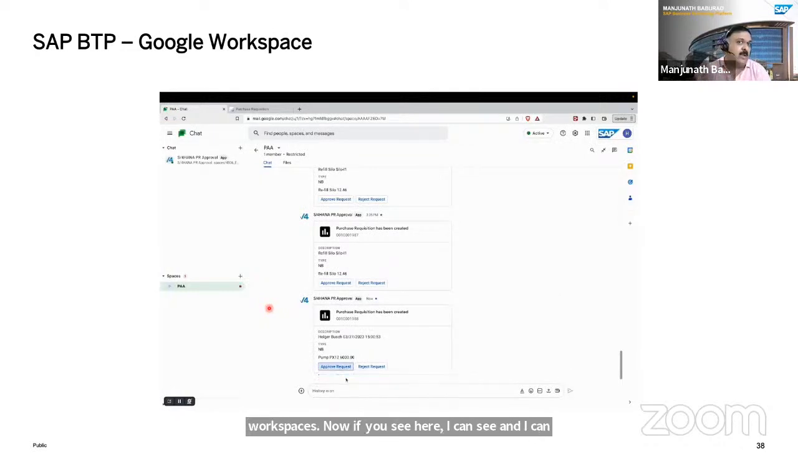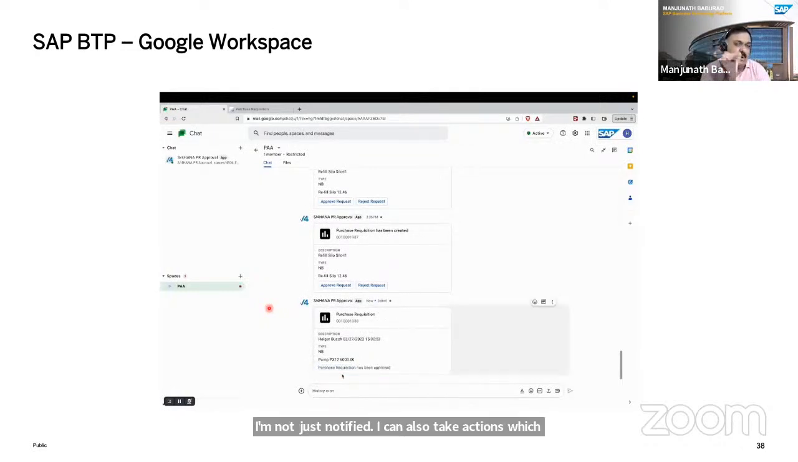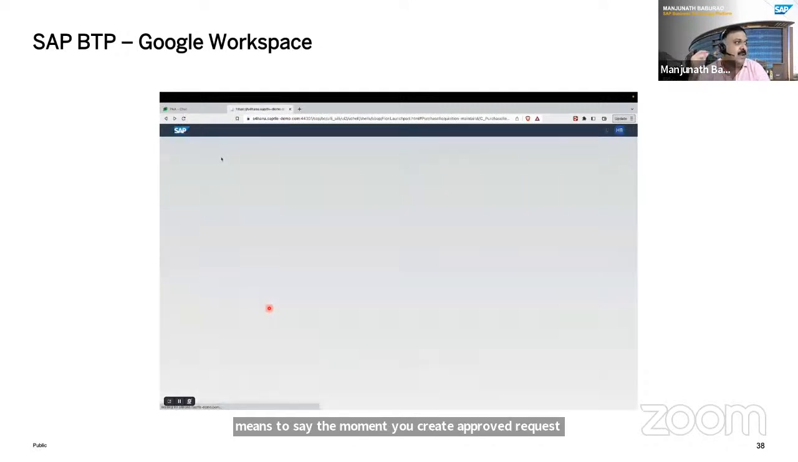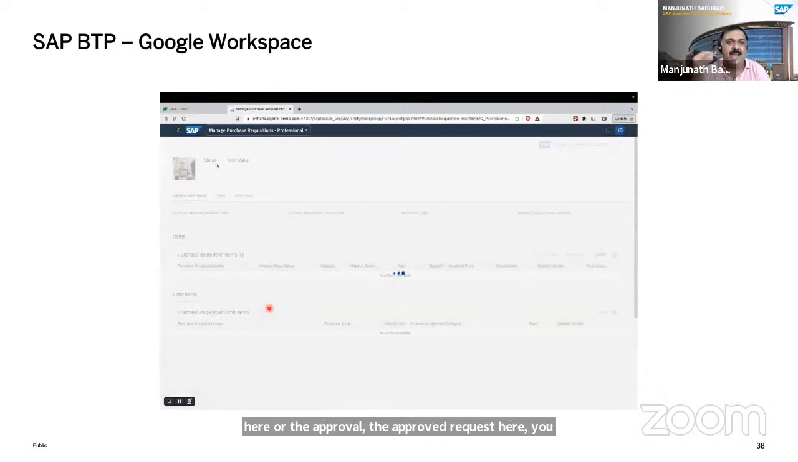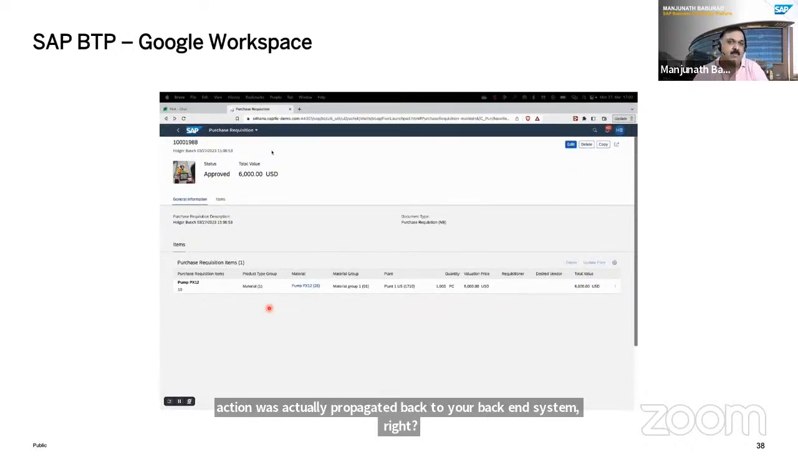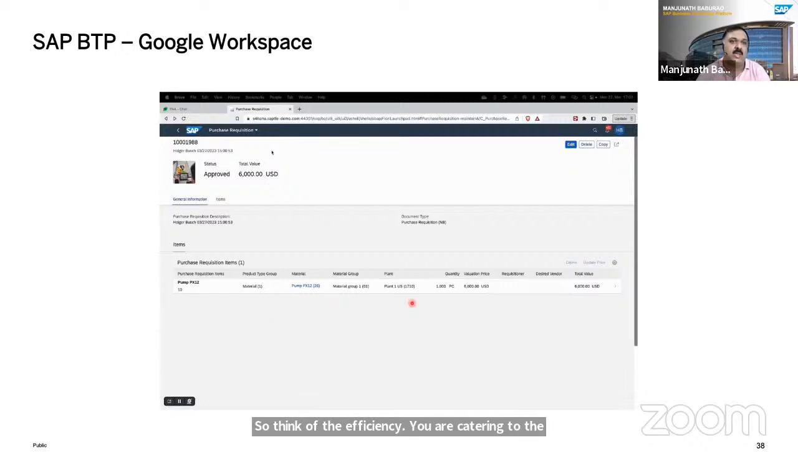Now, if you see here, I can see it, and I can also take actions. I'm not just notified, I can also take actions, which means the moment the approver clicks approve request here, you can go back to your S/4 solution, do a refresh, and see that the action was propagated back to your backend system. So think of the efficiency. You're catering to the exact need of your end customer, because you're not forcing them to go to one tool or the other because of your architecture, but you're openly connecting to the tools that the customer or the employees are already used to. So this is a great example of how a hyperscaler or multi-cloud architecture on BTP, with its openness, can be looked at.